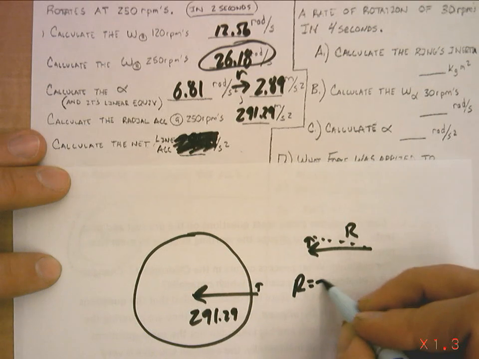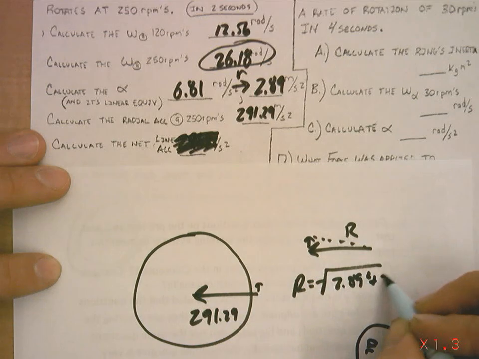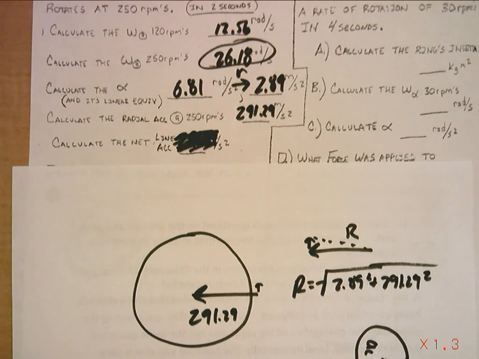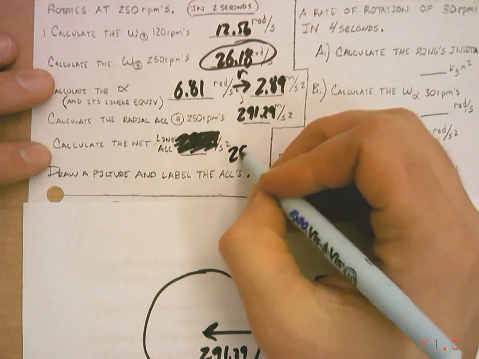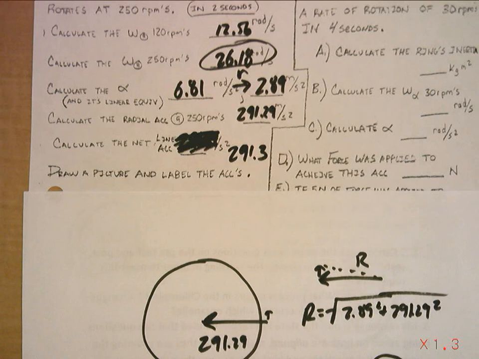So r, or the resultant, is going to be equal to the square root of 2.89 squared plus 291.29 squared. And when you do that, you find it doesn't change really much at all. It went from 291.29 to 291.3. And so the bigger contributor to this acceleration is definitely just the fact that we're going in a circle. And the flip of the switch really doesn't do much at all. And that's how you do the first problem in the review. I'll put another one on here for the second problem.